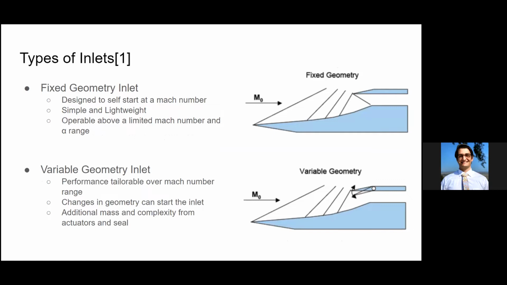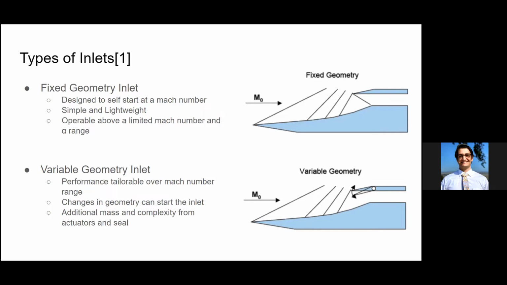So there are two different types of inlets that are really focused on. The first is the fixed geometry inlet, where the lip of the cowl is fixed. It's designed to self-start at a certain Mach number. It's much more simple and lightweight compared to the other option, and it has a very limited operational window in terms of velocity.